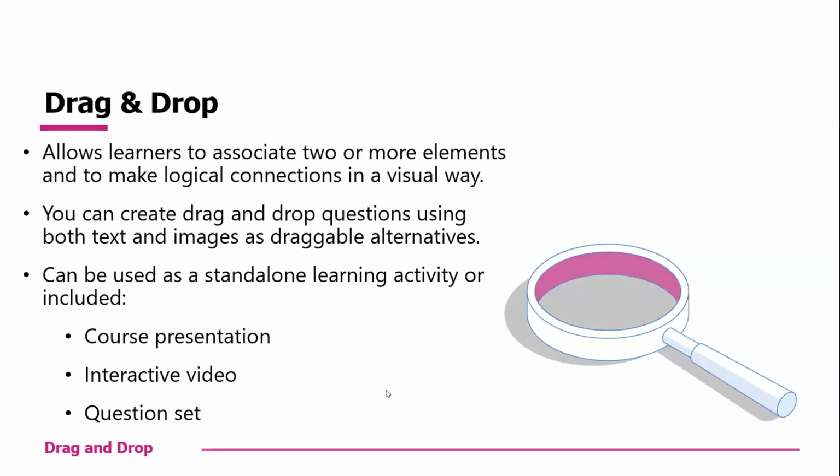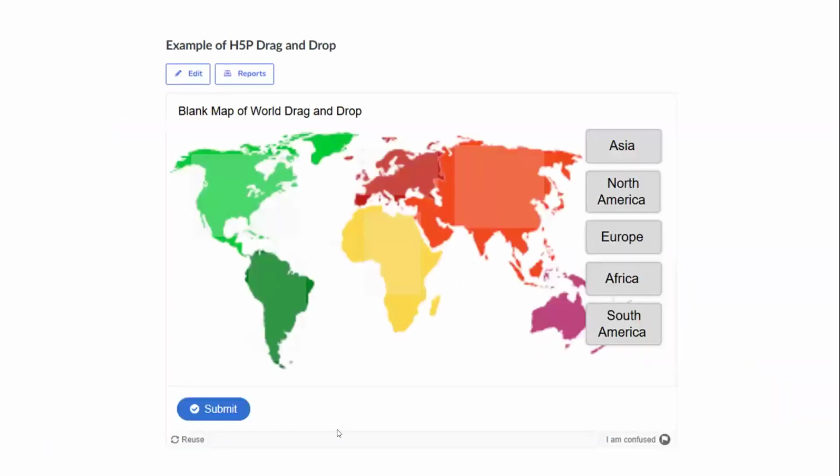Finally, then just the drag and drop option. It allows users to associate two or more elements and to make logical connections. So the drag and drop questions can be created either using text or images as draggable alternatives, and they can be used as a standalone learning activity, or they can also be used within course presentations, interactive videos, or question sets as well. So in this example, just a very simple example of a blank map of the world, and the learner has to drag the content over to the correct area there.